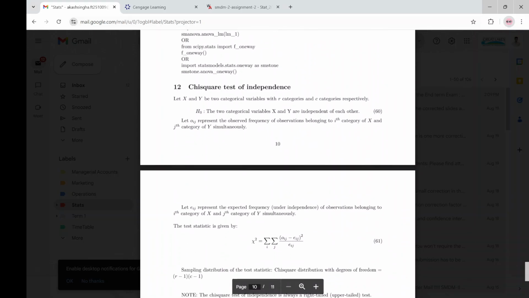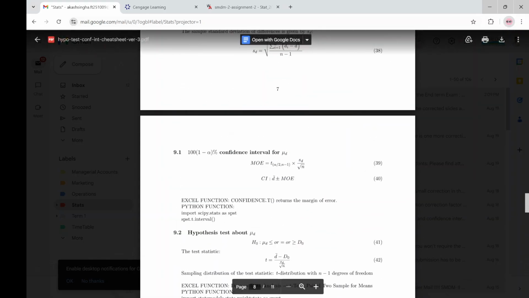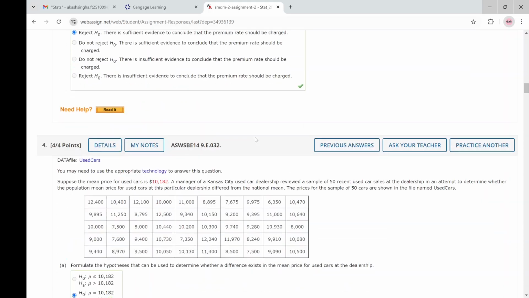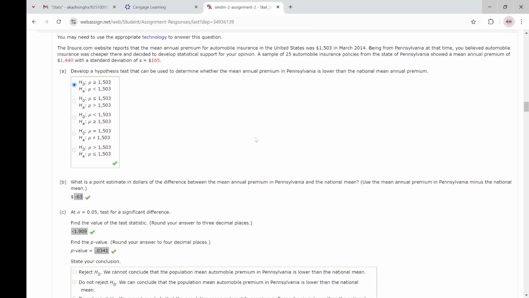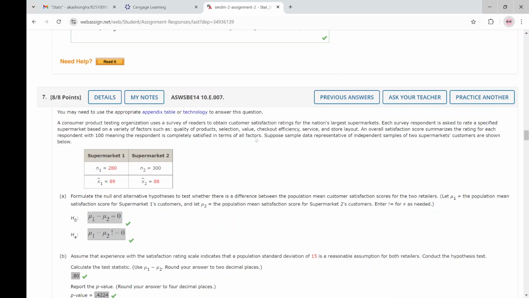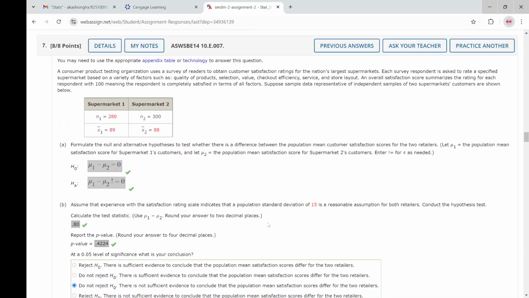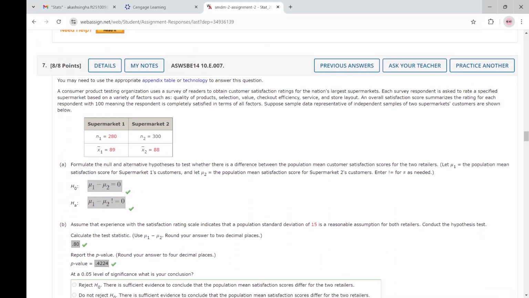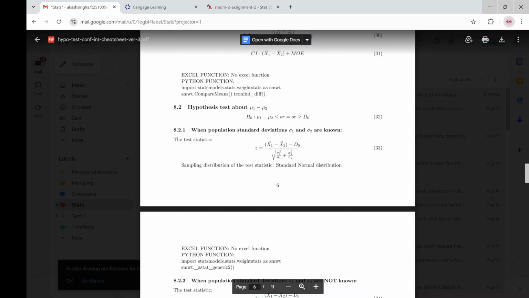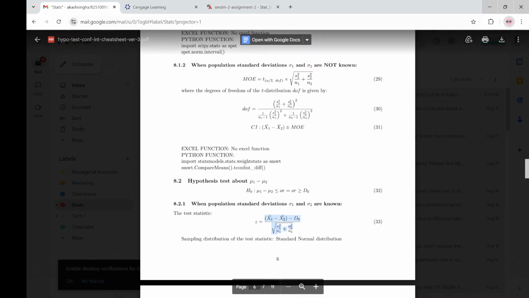And G square, chi square, I think I'll solve one problem. So let's do it one by one. In this hypothesis, this is the first problem we have. A consumer product testing organization uses a survey. Let me read it once. Yeah, so this is the problem of the first variance where the population standard deviation is given.